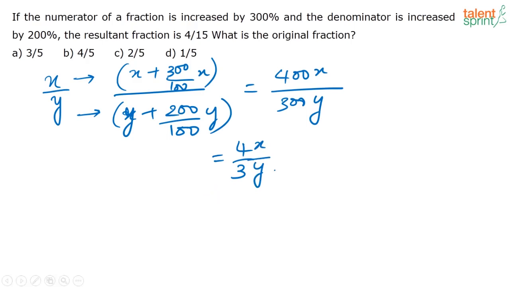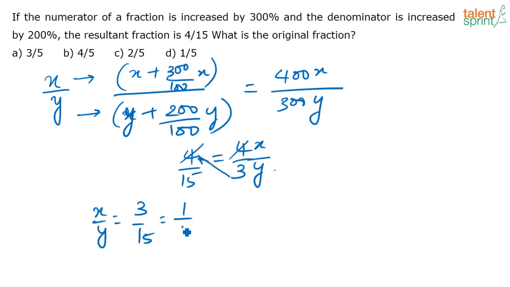Now what is given in the question? The resultant fraction that you get is 4 by 15. So what can we say? This is equal to 4 by 15, so x by y is equal to 3 by 15. I am just cross multiplying, taking this up here, or this is equal to 1 by 5. All of you got the answer for this, option D. Okay, let's move on to the next question.